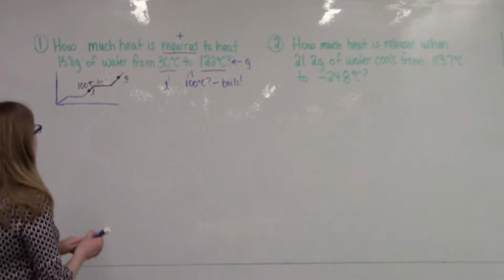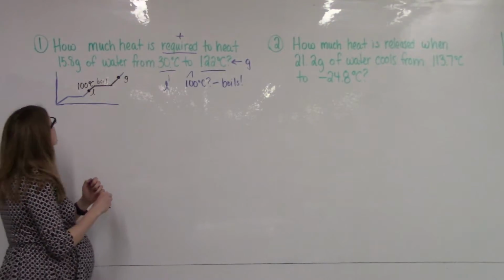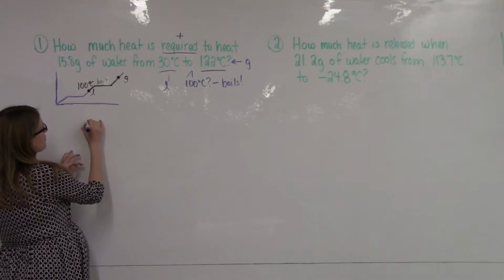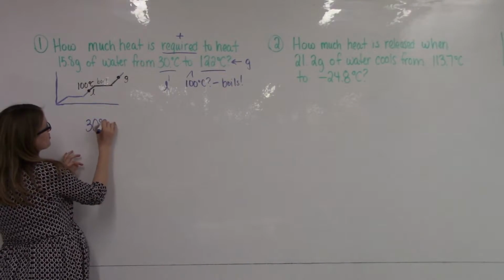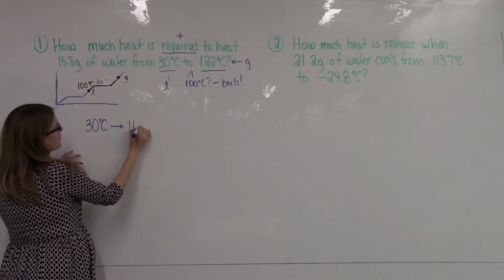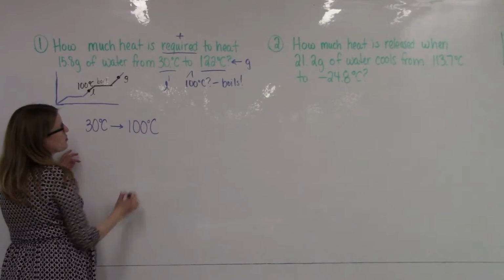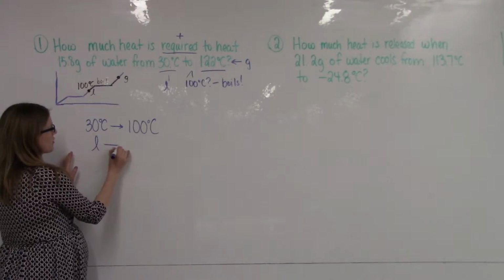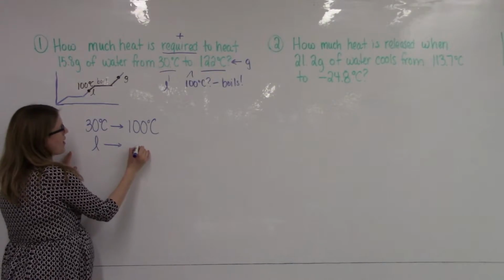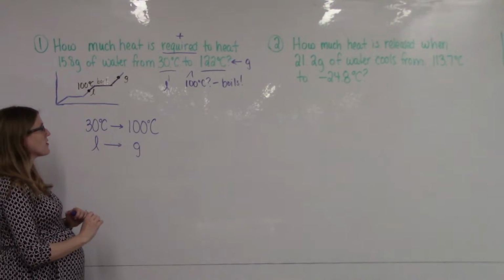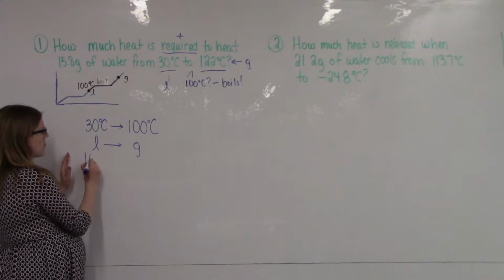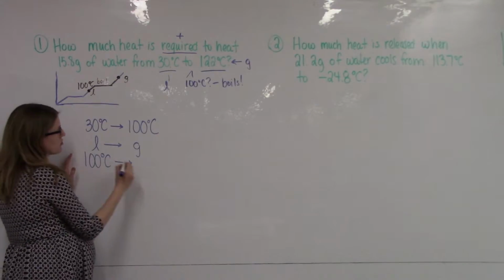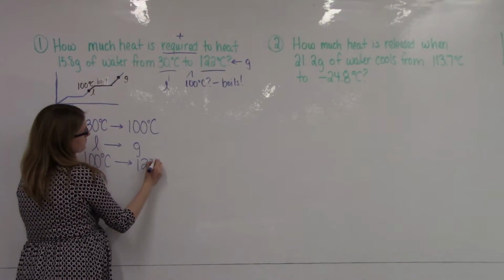So let's look at here. What I want you to do is label off to the side exactly what we're doing. The first thing is we're going to have to heat up that liquid from 30 degrees Celsius to 100. That's going to be one problem. Then we're going to have to boil that liquid, go from a liquid to a gas. Then the last step would be to go from 100 degrees Celsius to 122 degrees Celsius.